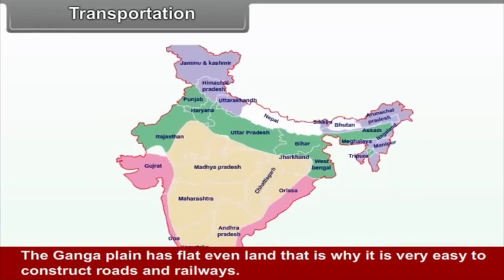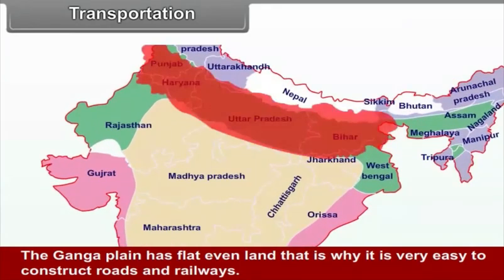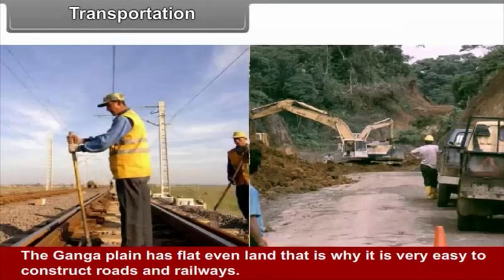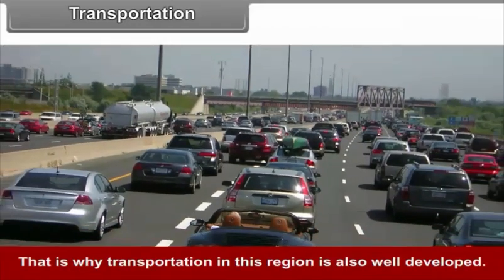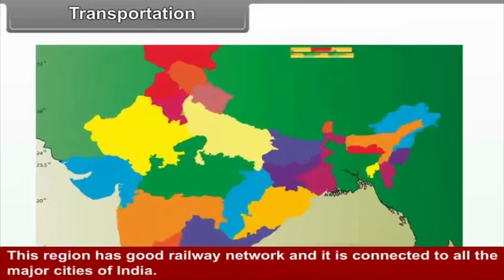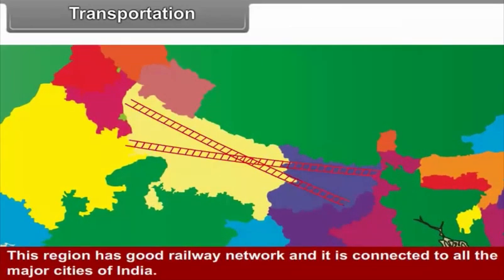Transportation. The Ganga plain has flat even land, that is why it is very easy to construct roads and railways. Economically, this region is well developed due to agricultural activity. That is why transportation in this region is also well developed. This region has a good railway network and it is connected to all the major cities of India.